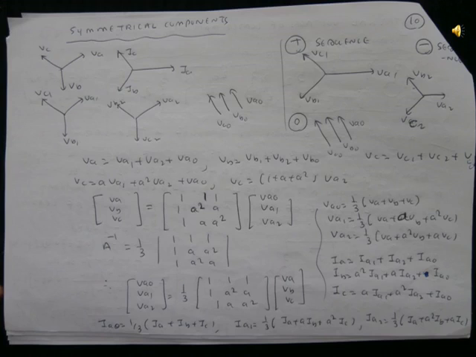So when ZA, ZB, ZC are equal, VAA1 dash is equal to IA1 ZA, VAA2 dash is equal to IA2 ZA, and VAA0 dash is equal to IA0 ZA.